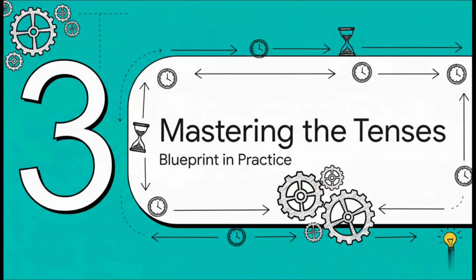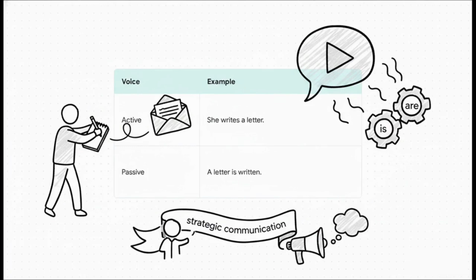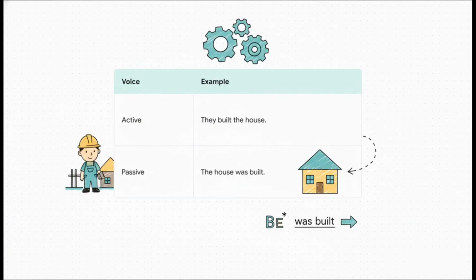You know, the really cool thing about that core formula, that be plus the past participle, is just how flexible it is. Let's see it in action across some of the most common tenses. The only thing you have to watch is how that little be verb changes to match the time. So for the present simple tense, a sentence like, she writes a letter, just becomes, a letter is written. The be verb is simply is. Super easy, right? And for the past simple, same deal. They built the house flips to the house was built. Be just turns into was or were.